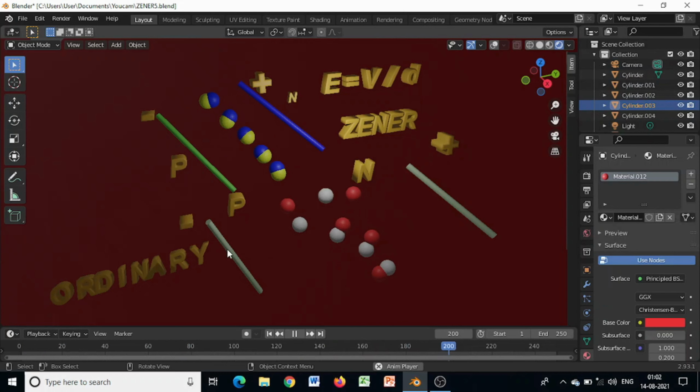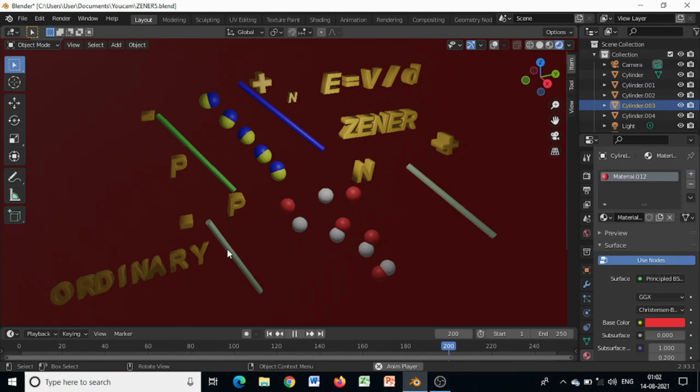Look at the initial position. This was the initial position. This is the width of the depletion layer between the blue and green lines. Here also the blue line and green line. So the depletion layer in unbiased condition is, as explained just in the previous slide, that the width of the depletion layer in the Zener diode is smaller than the width of the depletion layer in the ordinary diode.